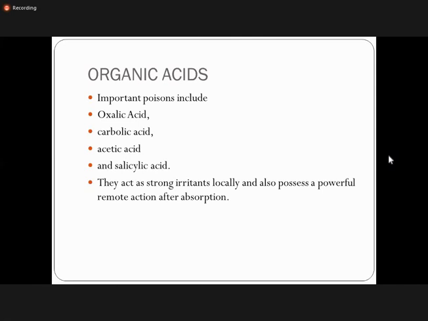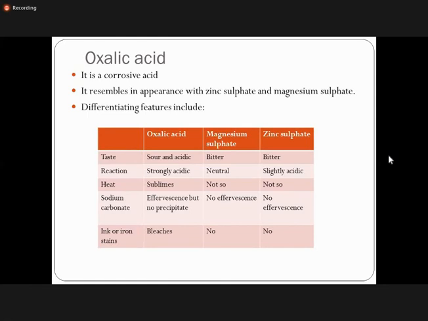A poisoning case with oxalic acid and carbolic acid would give more or less very similar signs and symptoms. All right. Now, as I just previously mentioned, they act strongly as local irritants. However, they produce a systemic action as well, because they get absorbed in the system. So let's talk about oxalic acid for now. It is a corrosive. We all know that.